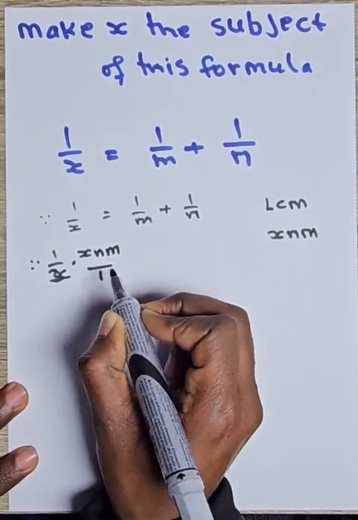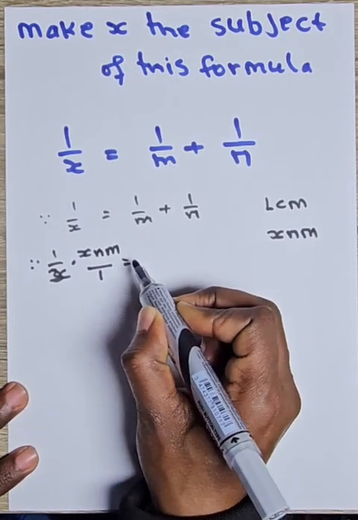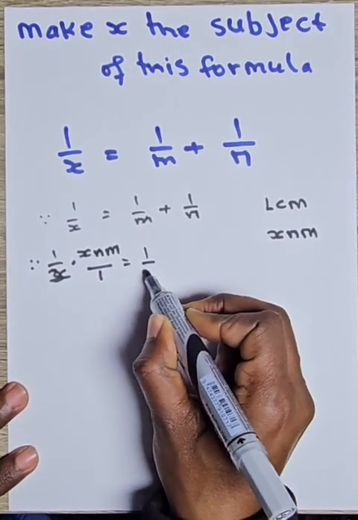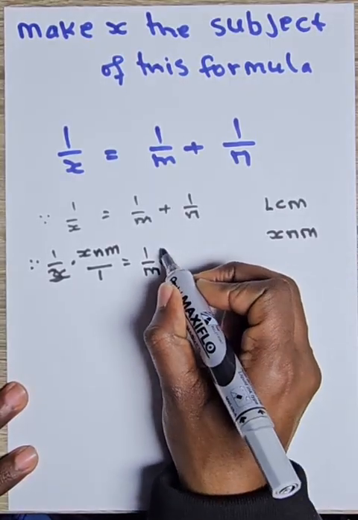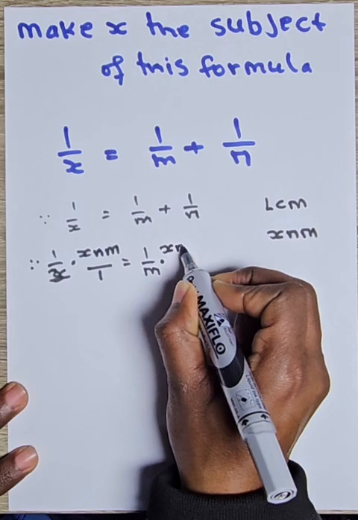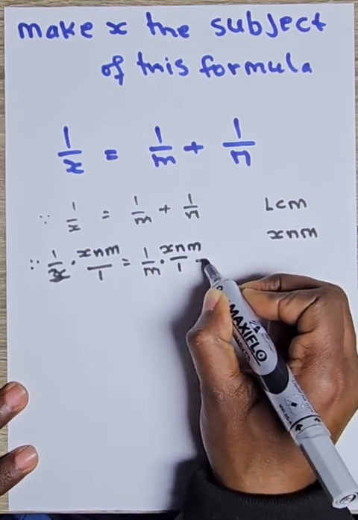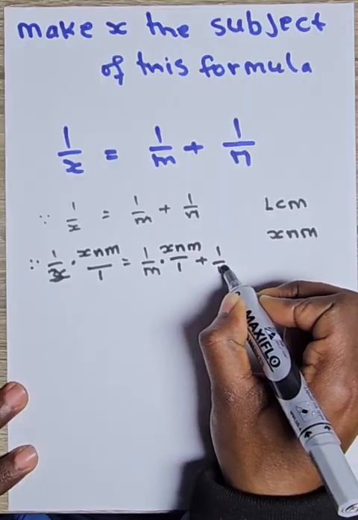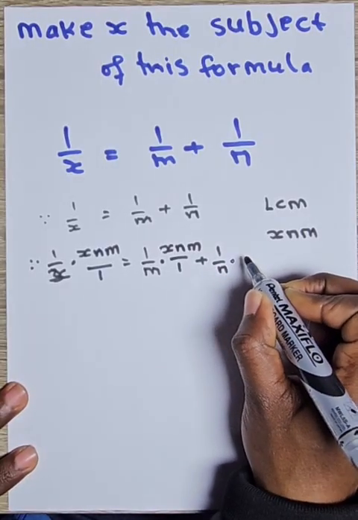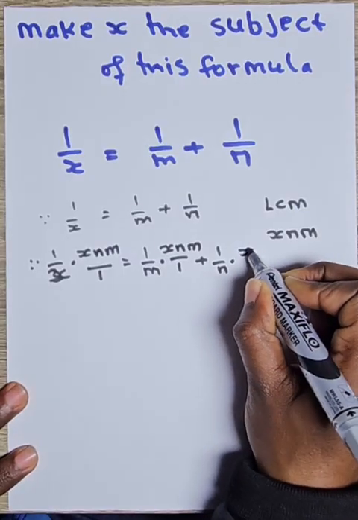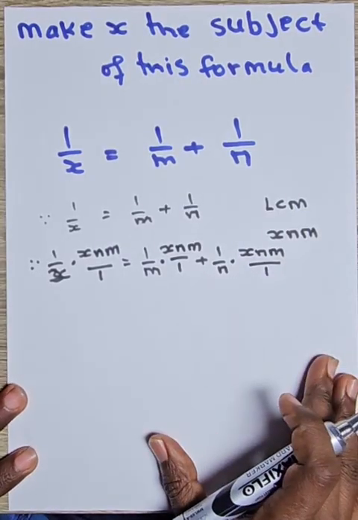And I will rewrite over 1 in order to have fraction with fractions. I will say equals 1 over m, and I will multiply that by the LCM, which is x n m over 1, plus 1 over n multiplied by the LCM. The dot is another way of writing multiplication sign, over 1 in order to have fraction with fractions.